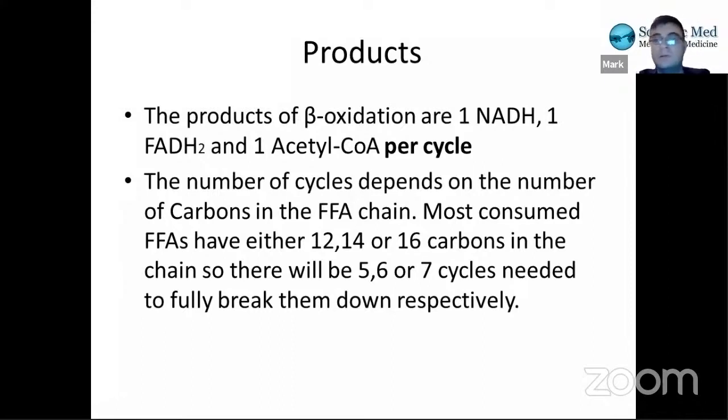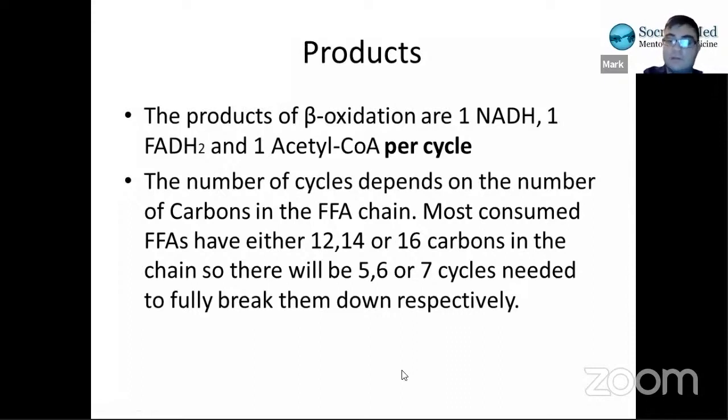Now we have a 12-carbon, then 10, 8, 6, 4, and eventually we'll be left with only 2-carbon acetyl-CoAs, and that's it. So the products of beta oxidation are 1 NADH, 1 FADH2, and 1 acetyl-CoA per cycle. The number of cycles depends on the number of carbons in the free fatty acid chain. Most consumed free fatty acids that we eat have either about 12, 14, or 16 carbons in the chain. So there will be 5, 6, or 7 cycles needed to fully break them down, respectively.